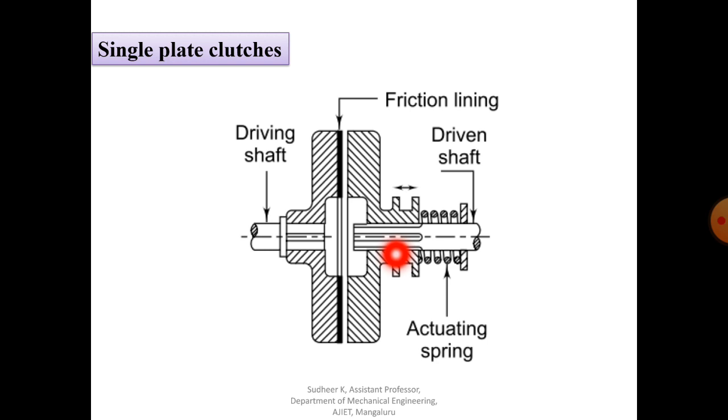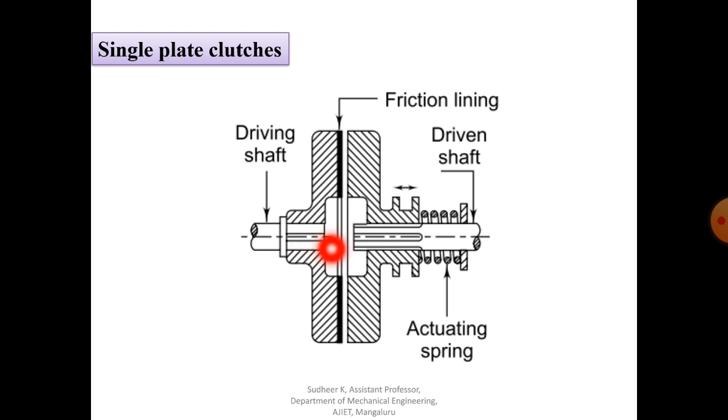You know what I mean by spline. It's like a projected area. The spline permits only free axial movement of the driven flange with respect to the driving shaft. This axial movement is essential for engagement and disengagement of the clutch. That is the main principle behind a friction clutch, that is, engagement and disengagement of the clutch.